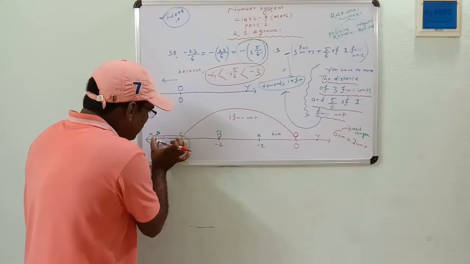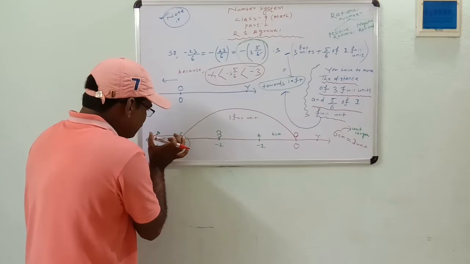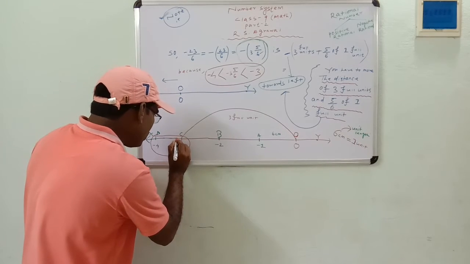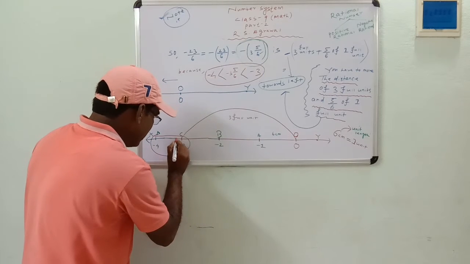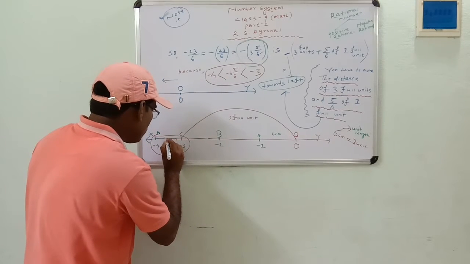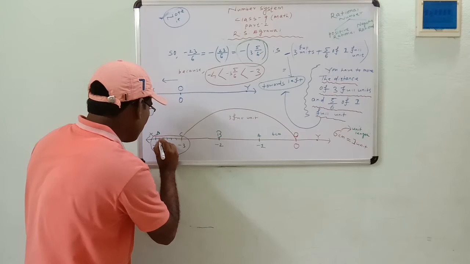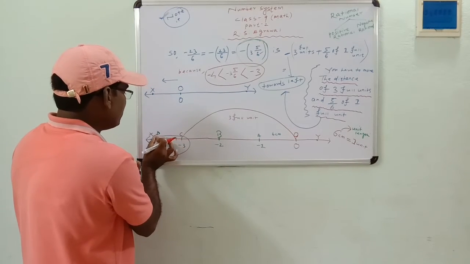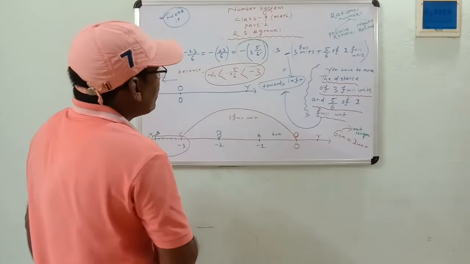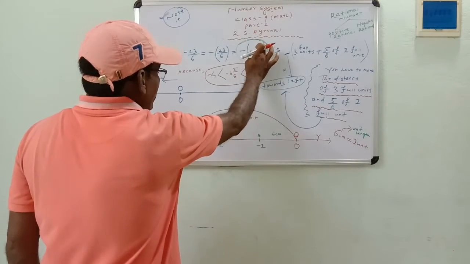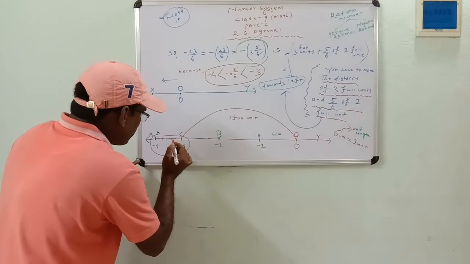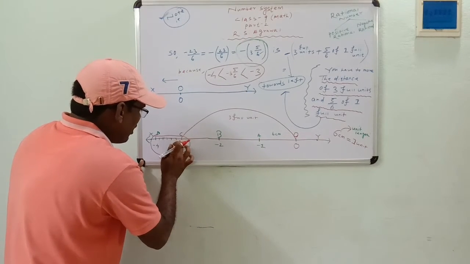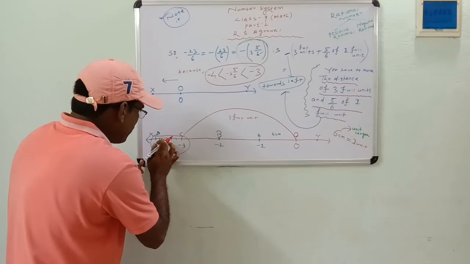Therefore, this full unit or this length will be divided into 6 equal parts as the denominator is 6. 1, 2, 3, 4, 5, 6. And you have to take only 5 parts as the numerator is 5. Therefore, from C you have to cover only 5 parts.